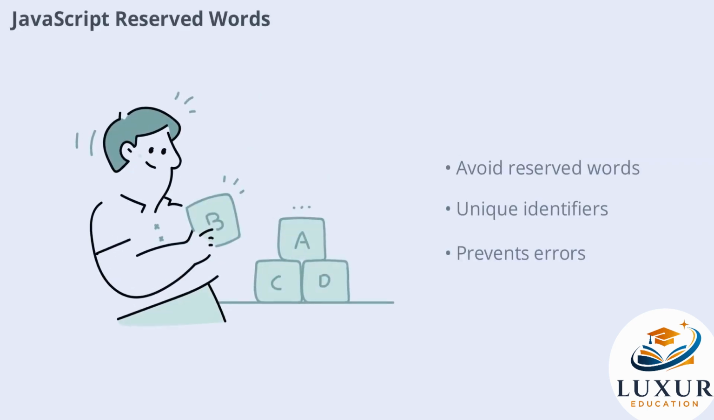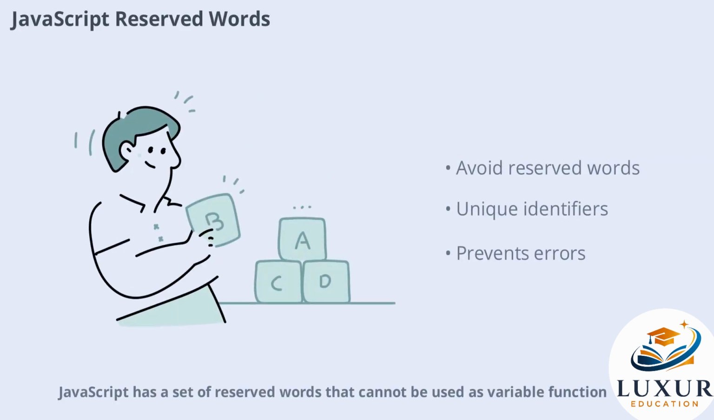JavaScript has a set of reserved words that cannot be used as variable, function, or object names. These include terms like break, case, function, and var. Using reserved words as identifiers will cause errors, so always choose unique names for your variables and functions.